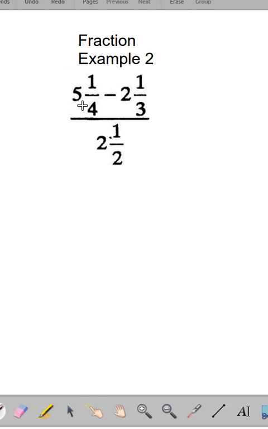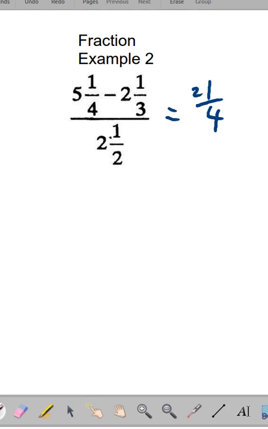Now, of course, 5 1/4, this is a mixed fraction. You're going to convert it to an improper fraction. So what you have is 4 times 5 is 20, plus 1, 21 over 4. Now, before we go any further, let's just remind ourselves of what this is all about. We're saying that 5 1/4 is the same as 21 quarters.